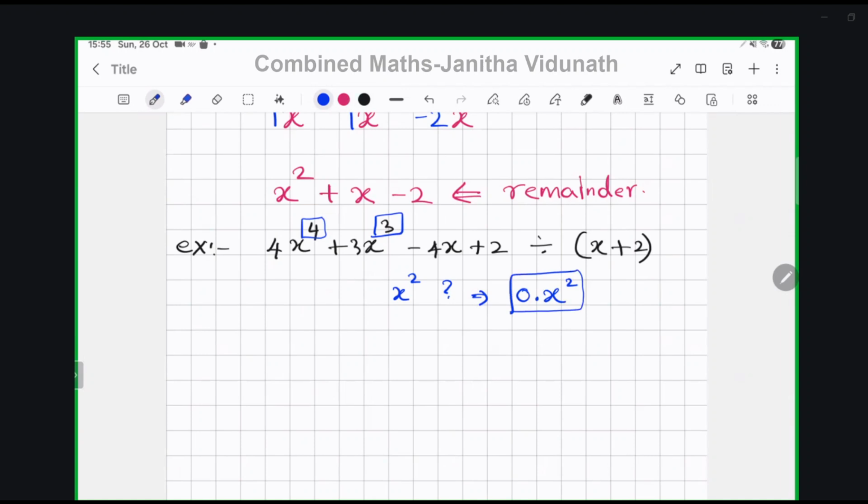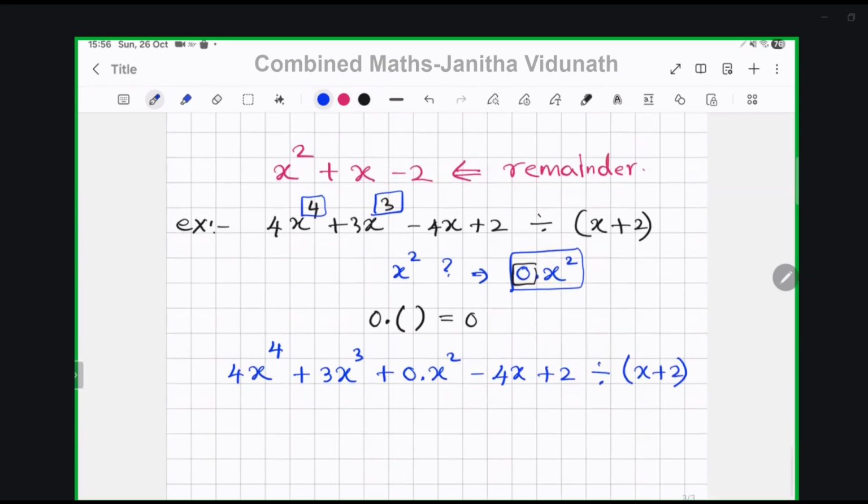In the synthetic division, we need to consider all the powers. That means when we list the coefficients, we need to include all the terms. If some term is missing, then we need to include 0 for that place. Because we already know 0 times some number is 0. That means first we need to rewrite our dividend. 4x to the power 4 plus 3x to the power 3 plus 0 times x to the power 2, because 0 times x to the power 2 is 0. For synthetic division, we need to consider all the coefficients. If something is missing, we need to put 0 for that term. Minus 4x plus 2. Now this is the question for us.